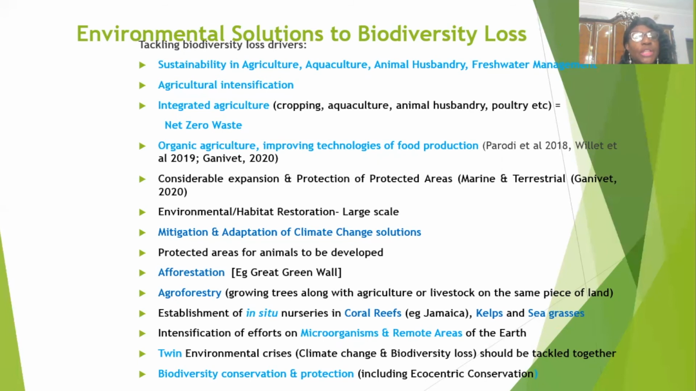They are as follows: sustainability in agriculture, aquaculture, animal husbandry, freshwater management, agricultural intensification, and integrated agriculture, whereby we have zero waste. The waste from one sector of the agricultural setup is used in another sector, resulting in net zero waste. Organic agriculture, improving technology for food production, mitigation and adaptation of climate change solutions, afforestation, agroforestry, establishment of in-situ nurseries in the oceans for corals, kelps, and sea grasses.